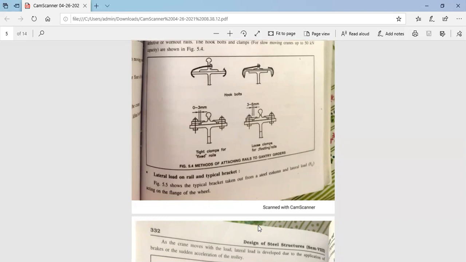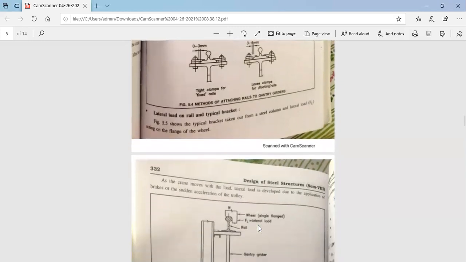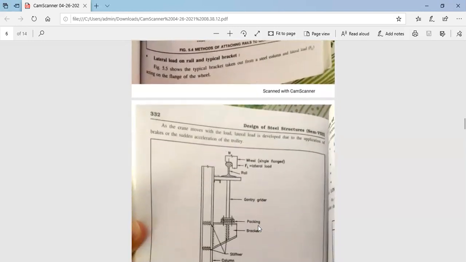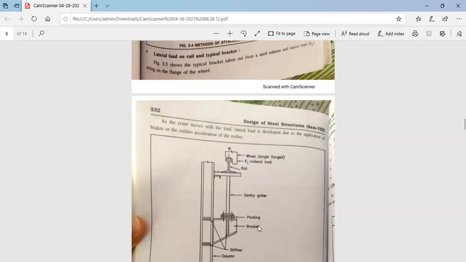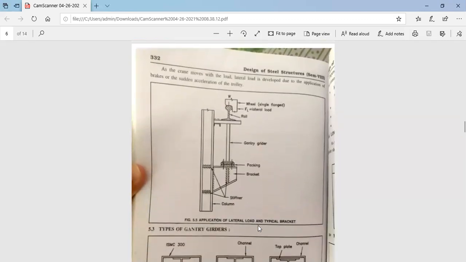Lateral load on rail and typical bracket. The following figure shows the typical bracket taken out from the steel column and the lateral load acting on the flange of the wheel. As the crane moves with the load, lateral load is developed due to application of brakes or the sudden acceleration of the trolley.